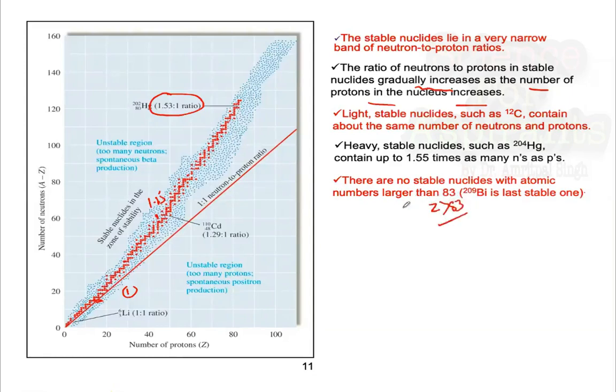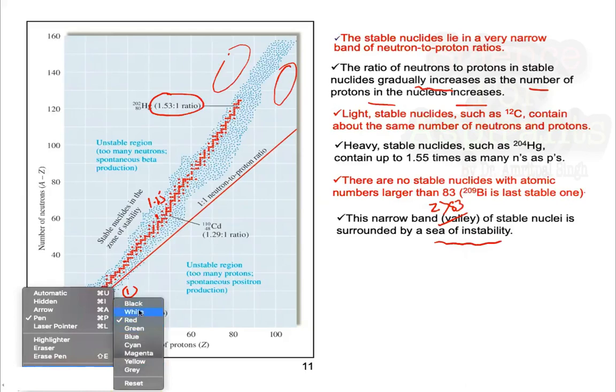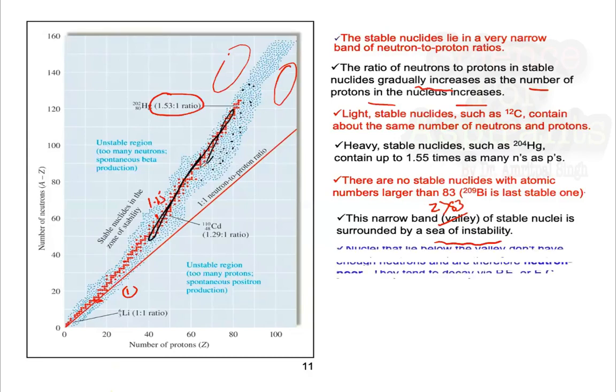So all the atomic numbers greater than 83 are unstable nuclei, which are lying somewhere in this region or somewhere in this region. So the narrow band of stable nuclei is surrounded by a sea of instabilities. Something like this red line, let me mark it with the blue color. These are very stable nuclei, and the nuclei around them are less stable as compared to this red line, but they are trying to lose some neutrons or protons to attain the most stable state.